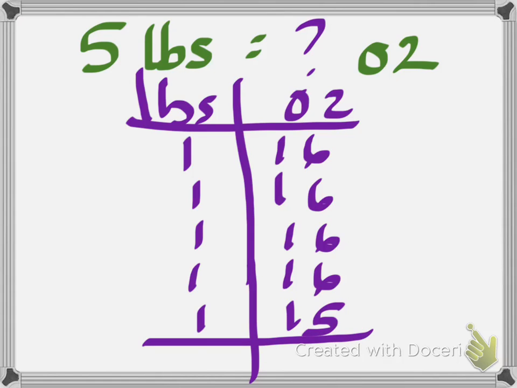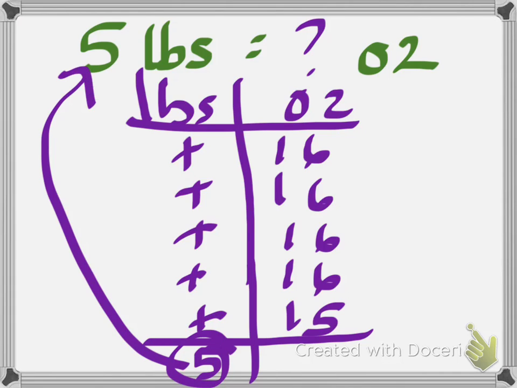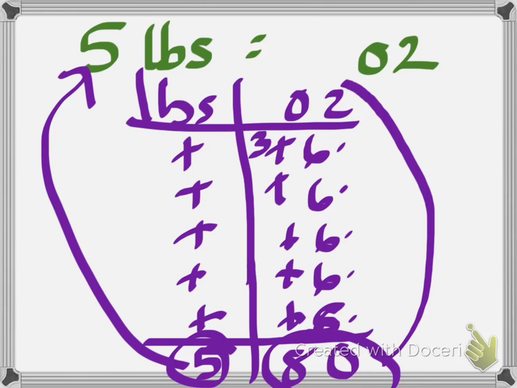Then we add those up. We have 1, 2, 3, 4, 5 pounds, and that's over here. Then we add this up. We have 1, 2, 3, 4, 5 sixes. 5 groups of 6 is 30. We carry the 3, drop the 0. Then we have 3, 4, 5, 6, 7, 8. So the answer to our problem is 5 pounds equal 80 ounces. Do you see how simple that is?